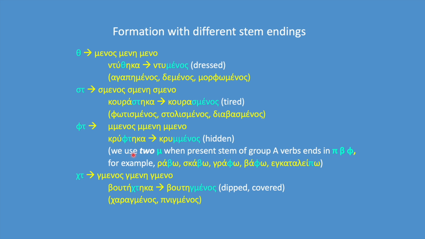And you can also use this rule. We use two mu when the present tense stem of group A verbs ends in pi, vita, or phi. For example, ράβω, σκάβω, γράφω, βάφω, εγκαταλείπω. And finally, if it ends in chi tau, we add -γμένος with a gamma in front of -μένος. So, -γμένος, -γμένη, -γμένο. Βουτήχτηκα, chi tau, βουτηγμένος. Χαραγμένος, πνιγμένος. There are a few exceptions, and we can be learning those as we come across them.